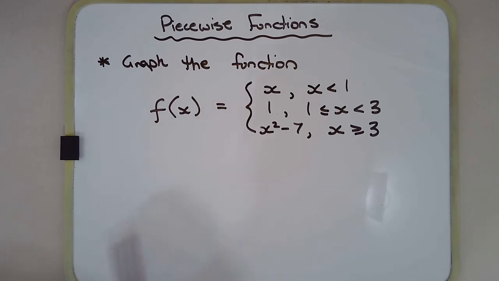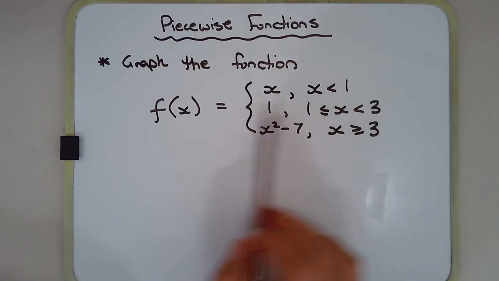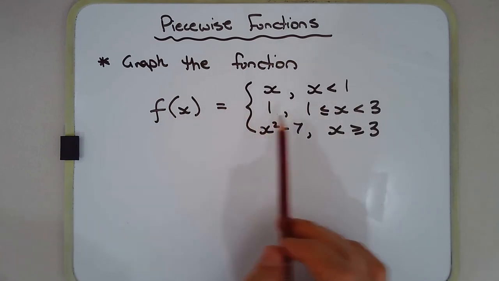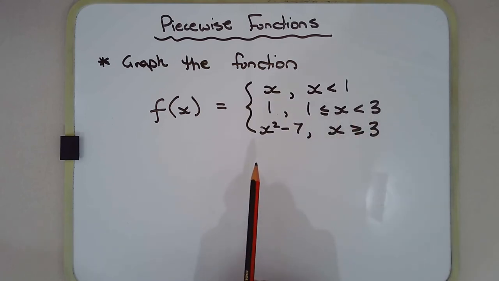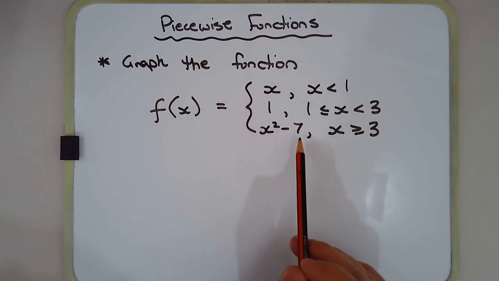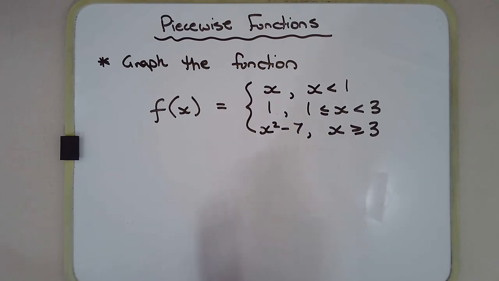And in this particular instance, f of x equals x for x less than 1, f of x equals 1 for values of x greater than or equal to 1 but less than 3, and f of x equals x squared minus 7, so that's parabolic, for values of x greater than or equal to 3. So maybe at this point you can start visualizing what's going on here.